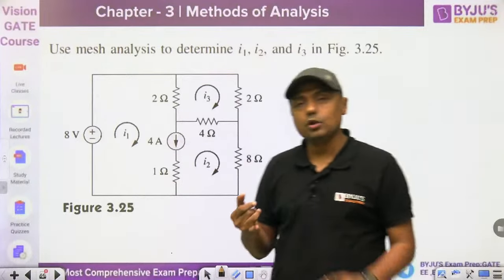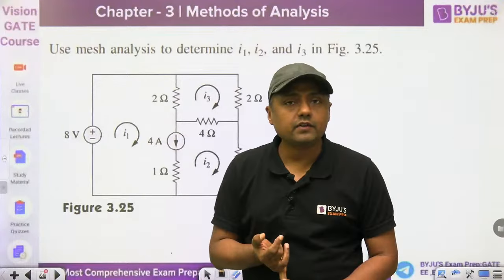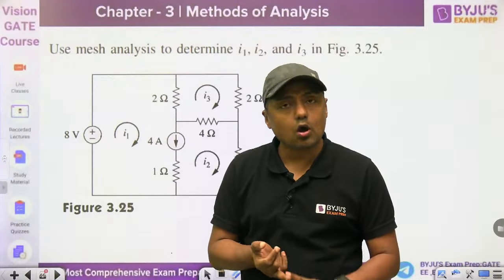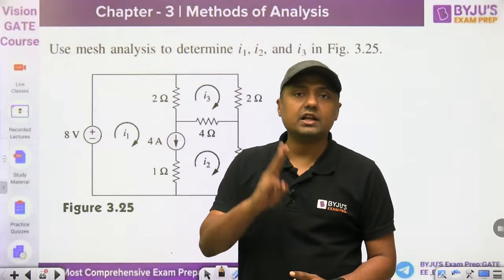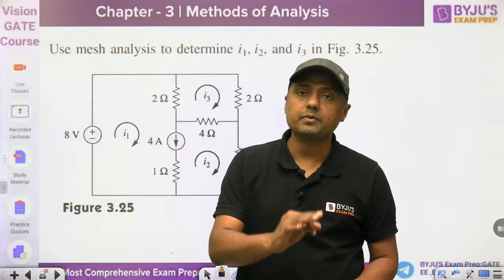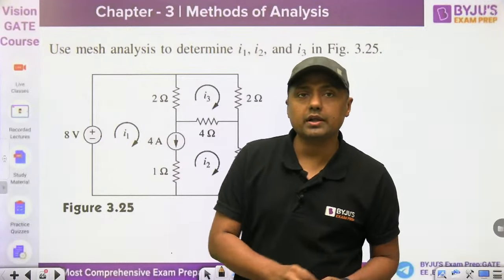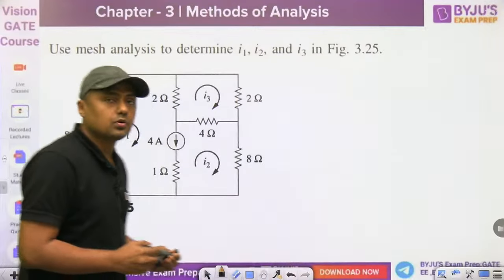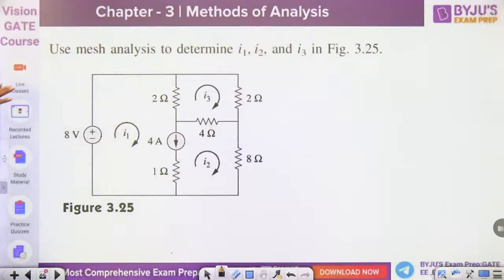This is the third chapter on basics. First chapter I have taken on basics, then second on basic laws, that is KCL and KVL, and the third chapter on mesh, super mesh, nodal, supernodal analysis. Answer is -4. Then use mesh analysis to determine I1, I2 and I3.